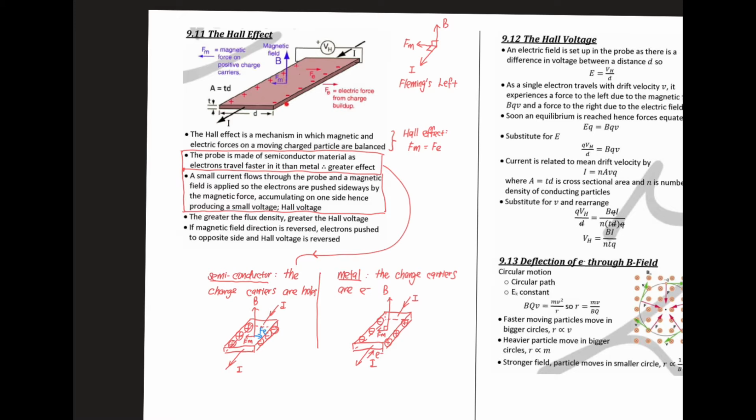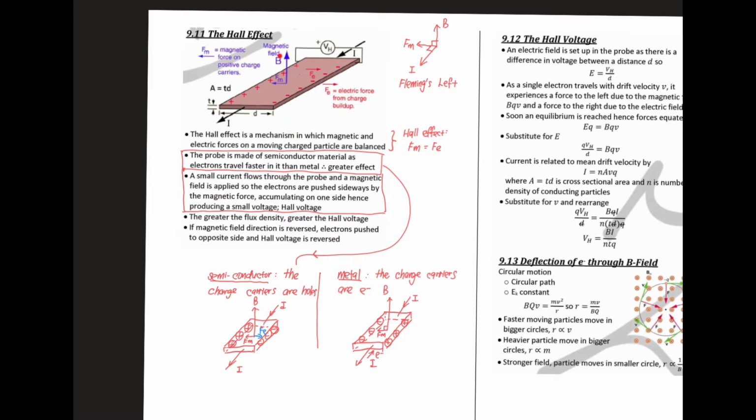Imagine if the magnetic flux density is greater, the B is greater, then the magnetic force is greater, then here becomes more positive, then here becomes more negative, then the potential difference is greater because this side is more positive and this side is more negative, then the Hall voltage is greater. So it is reasonable.